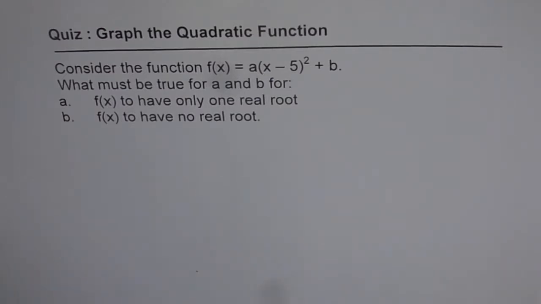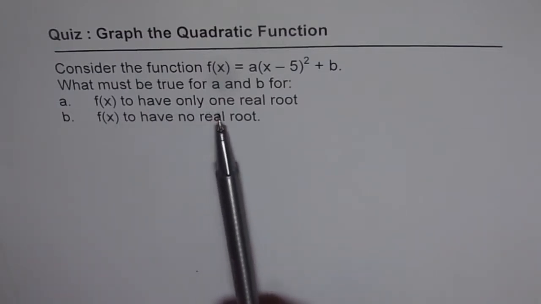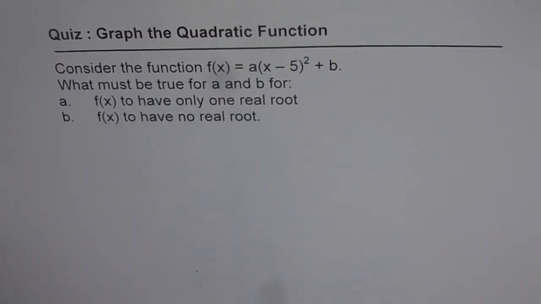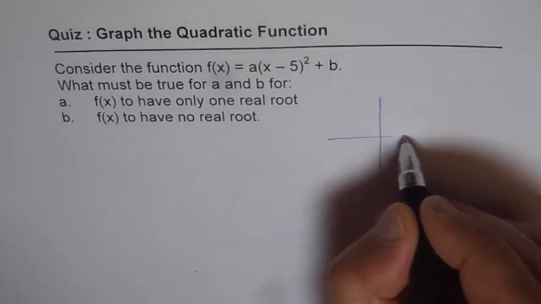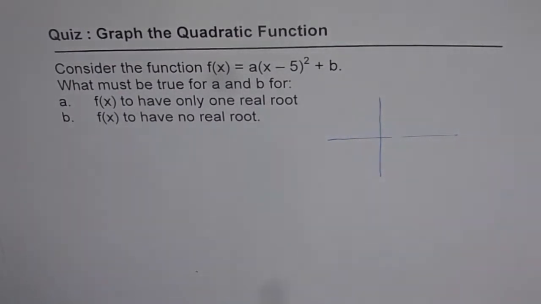So we have to give what could be the values of a and b so that the function f(x) has only one real root or no real root. So think about it and then try to answer. Meanwhile, here is my suggestion. Let's make a sketch. A graph always helps us to get the answer.